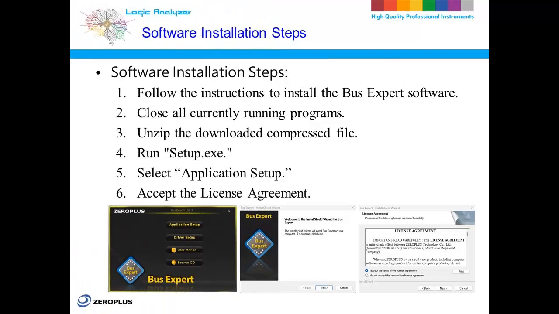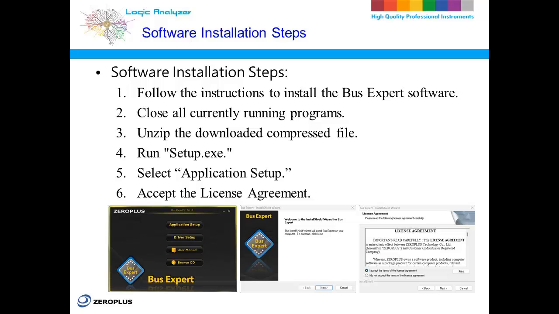Next, let's go through the detailed steps for installing the B2 software, to help users successfully install and activate the Bus Expert software. Before you start the installation, it's recommended to close any running programs to avoid conflicts that might interfere with the installation process. The B2 installation file is typically downloaded as a compressed file. So, before you begin the installation, you'll need to extract the files. After extracting, you'll find all the necessary files, including the main installation file.